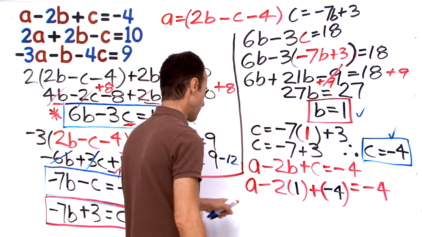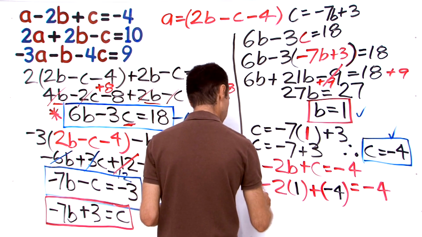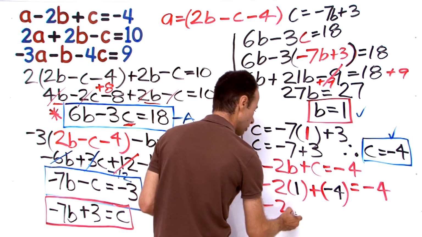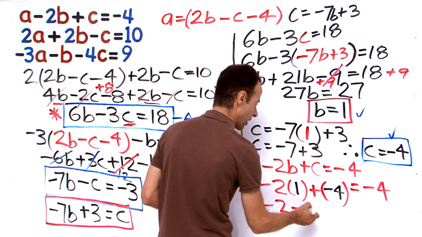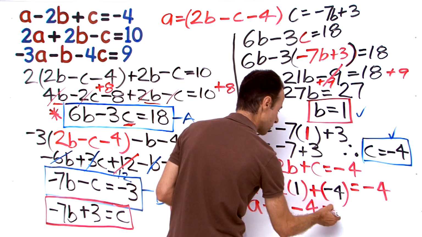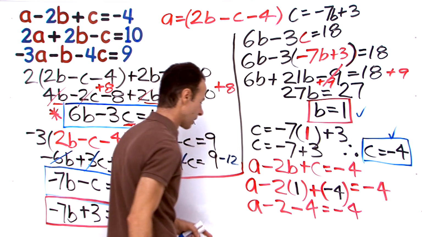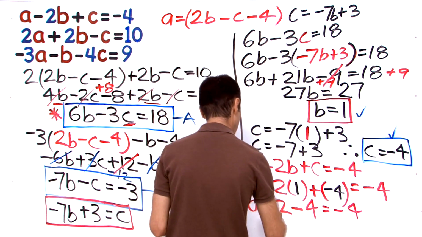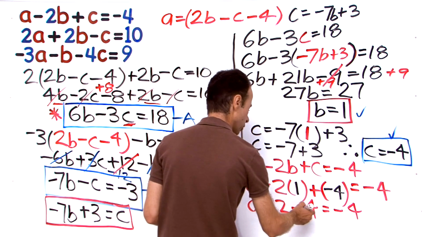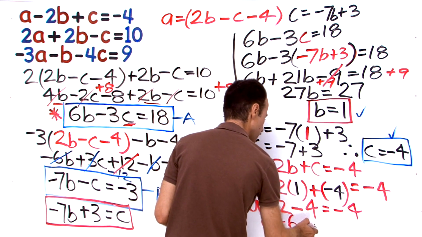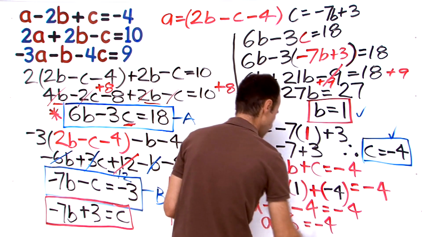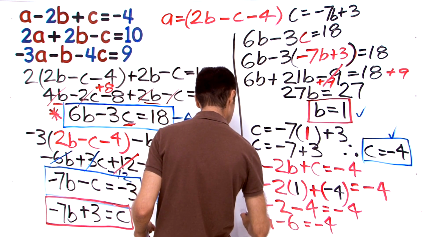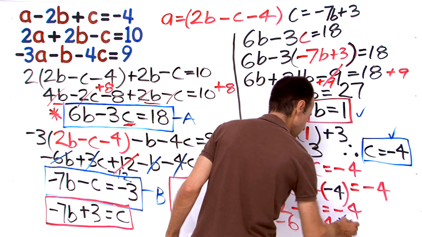Okay, let's start to work this out. We're looking for a, so that means we have a minus 2 times positive 1 is minus 2. Plus and a minus is a minus, so that's minus 4 equals minus 4. So a minus 2 minus 4 equals minus 4. That means we have a minus 2 and minus 4 is minus 6, isn't it? Minus 6 equals minus 4. Okay, all we have to do is add 6 to both sides. So I'm going to add 6. So plus 6 and plus 6.